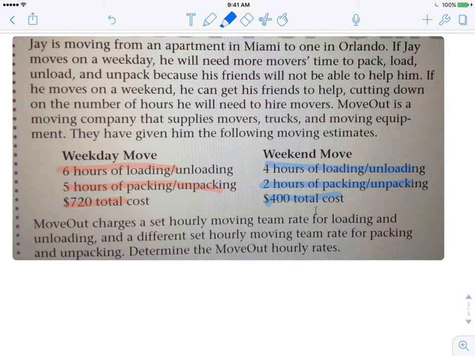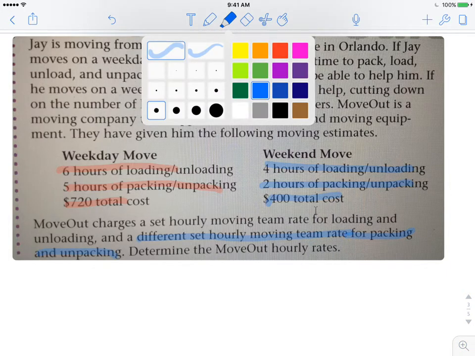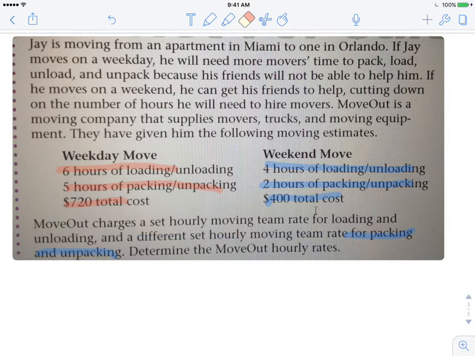They do charge a set hourly moving team rate for loading and unloading, and a different set hourly rate for the packing and unpacking. So that's going to be really important as well. I'm going to confuse you with my highlighting here, so I'm going to go back and erase that, and that, and that. We're going to do this a little bit differently.